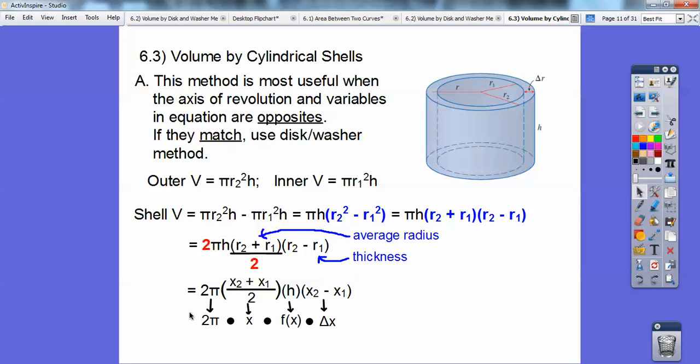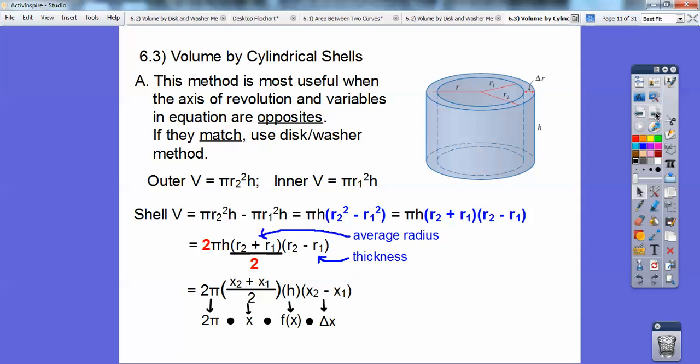This is my 2 pi right here, and my x is always, in this case, right one minus left one, right equation minus left equation right there. And this is the height, my f of x, and this is my delta x right there, my change in x.